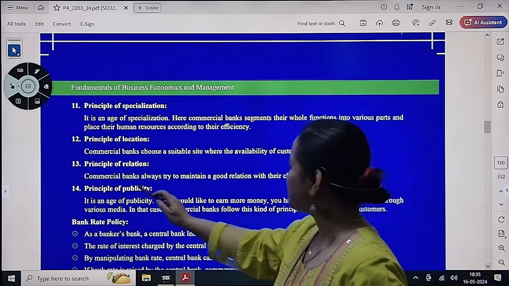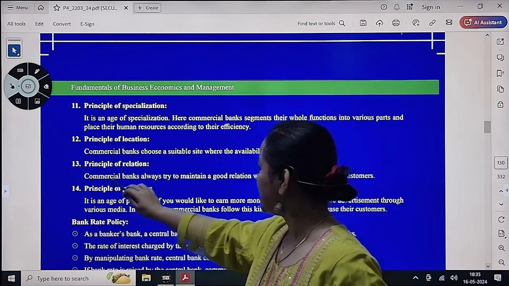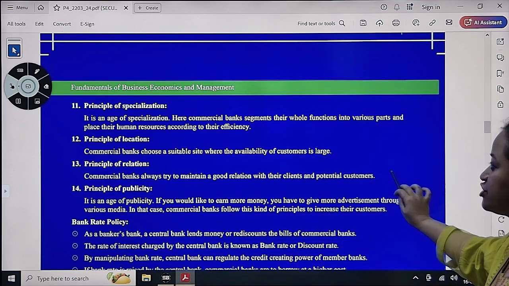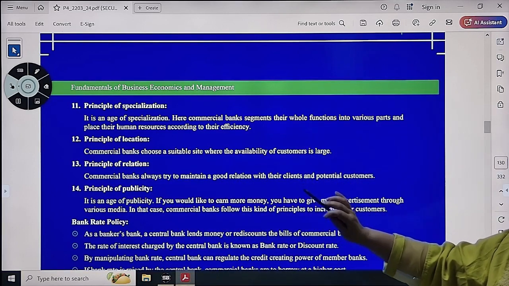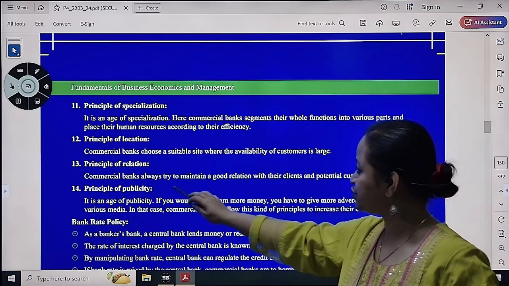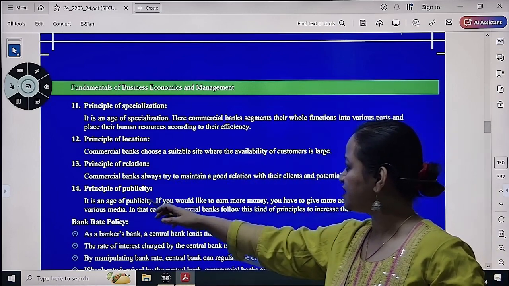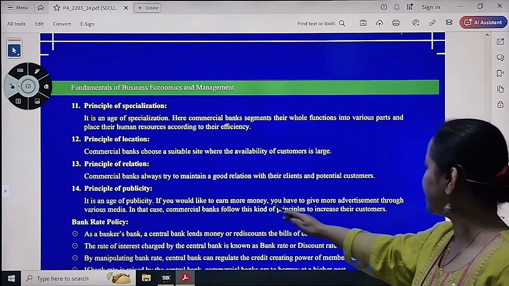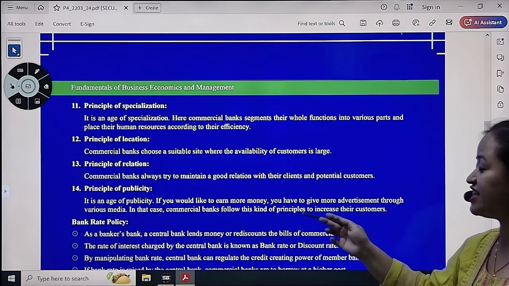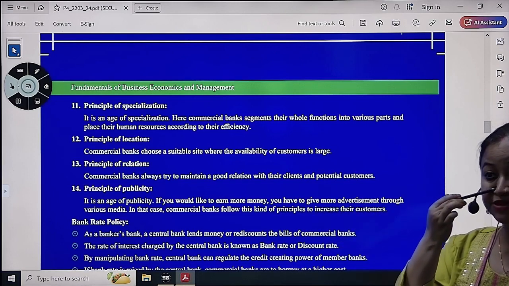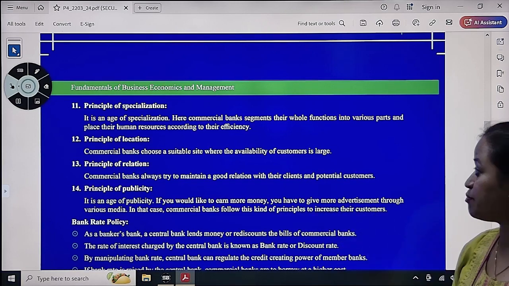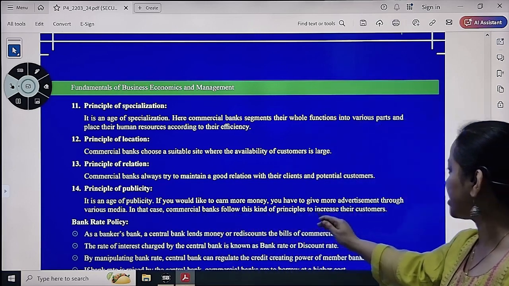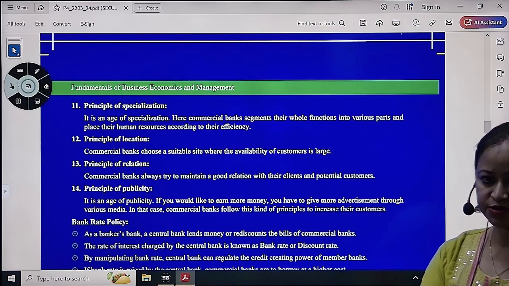Now next is principle of relation. Commercial banks always try to maintain a good relation with their clients and potential customers. This you have understood, okay. Then try to have a good relation with the customer. Then principle of publicity. So if you would like to earn more money, you have to give more advertisement through various media. Okay, publicity is also necessary. Okay, banks need to advertise. In that case, commercial banks follow this kind of principles to increase their customers. Okay.